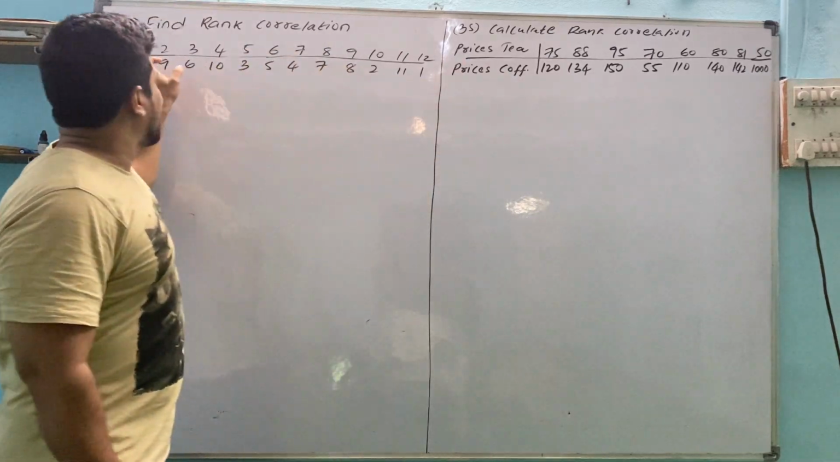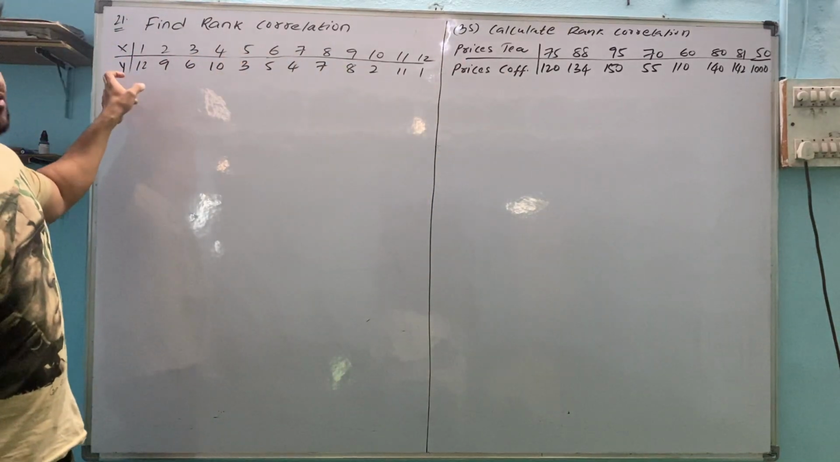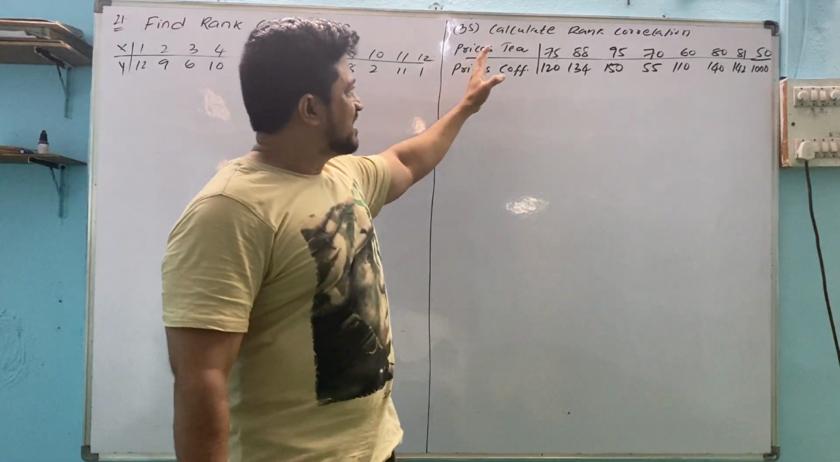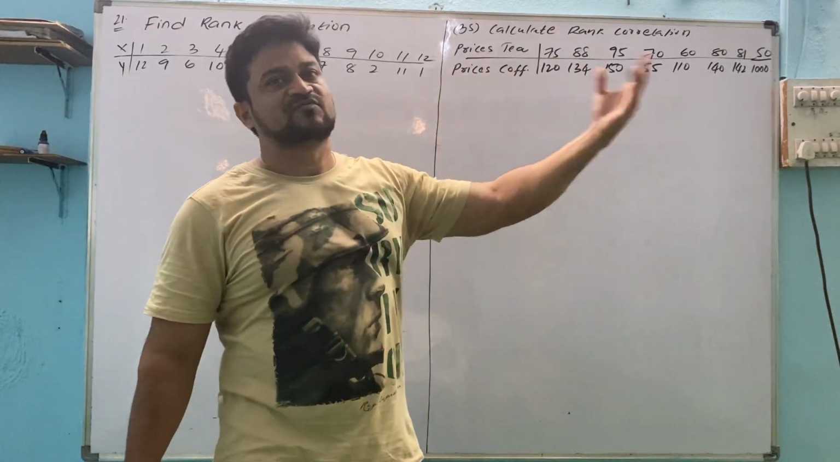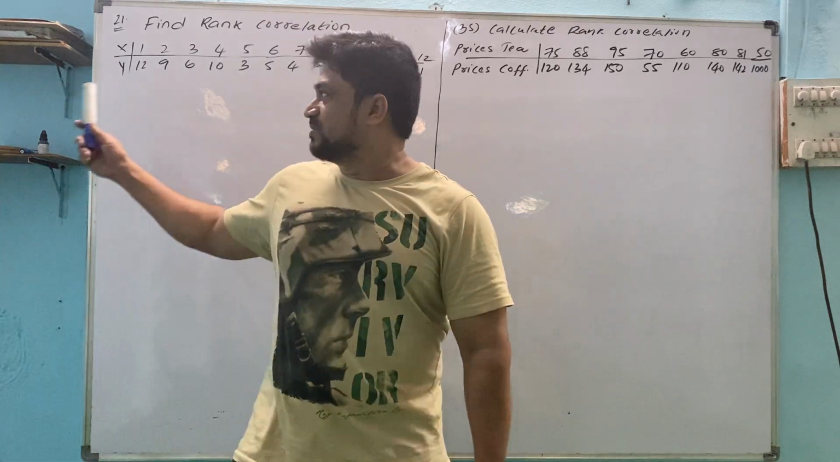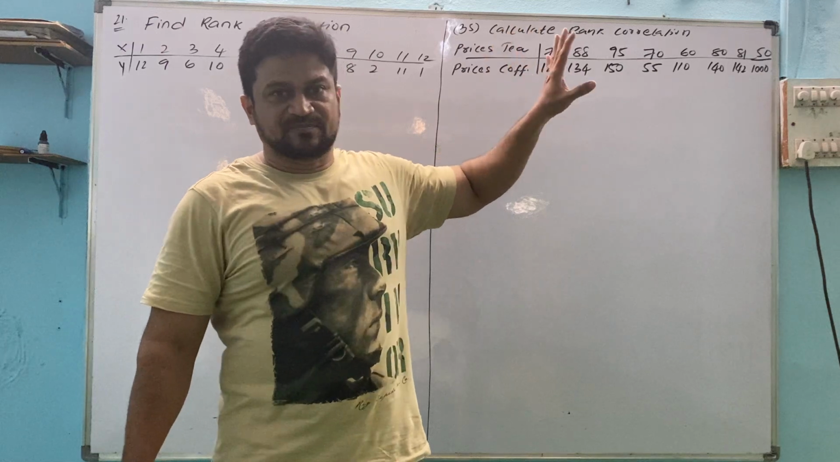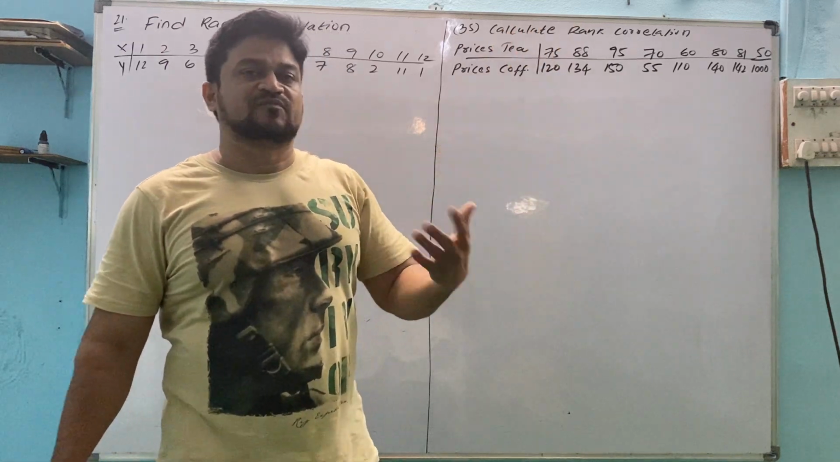But here they have given ranks to us. X and Y are ranks of two competitors. Here they have not given ranks, they have given the prices. We have to find the ranks and then solve the remaining question. You may get direct ranks, or they may give you prices, or some marks. Based on those marks, you have to decide their ranks.